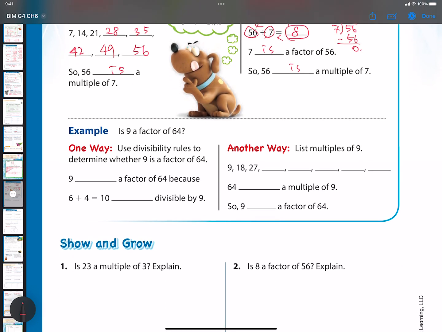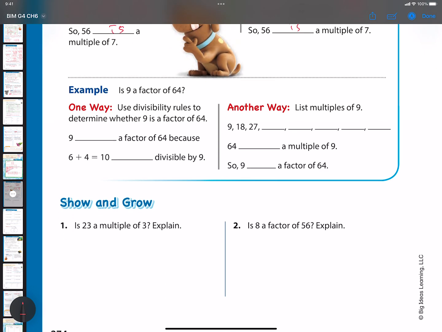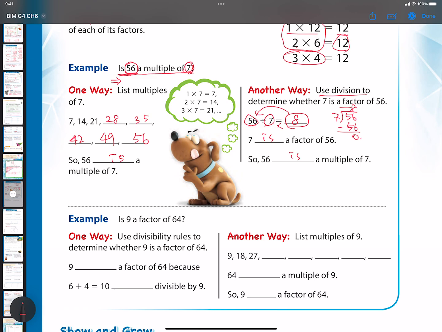All right, now an example. Is 9 a factor of 64? You see the different question? Is 56 a multiple of 7? Is 9 a factor of 64? You see that? Multiple here, factor here.